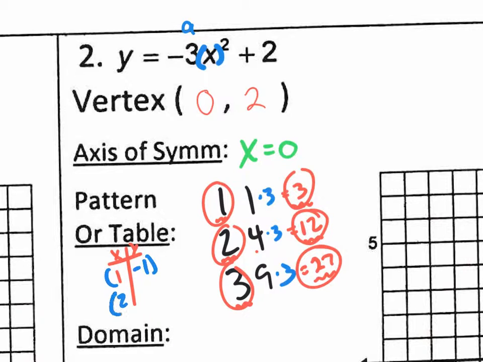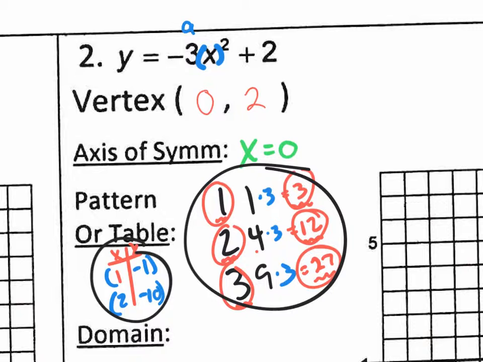Or you could plug in a 2, and if you plug in a 2 right there, 2 squared is 4. 4 times negative 3 is negative 12. Negative 12 plus 2 is negative 10. So I did both, the XY table and the modified pattern. It is totally up to you with whatever you want to do.